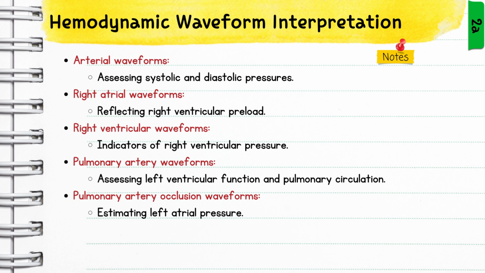Pulmonary artery waveforms are crucial for assessing left ventricular function and the pressures within the pulmonary circulation. The pulmonary artery occlusion waveforms, also known as wedge pressures, help us estimate left atrial pressure. Understanding these waveforms will help you make informed decisions about patient care. On here, these are just some basic memorization of what does what.